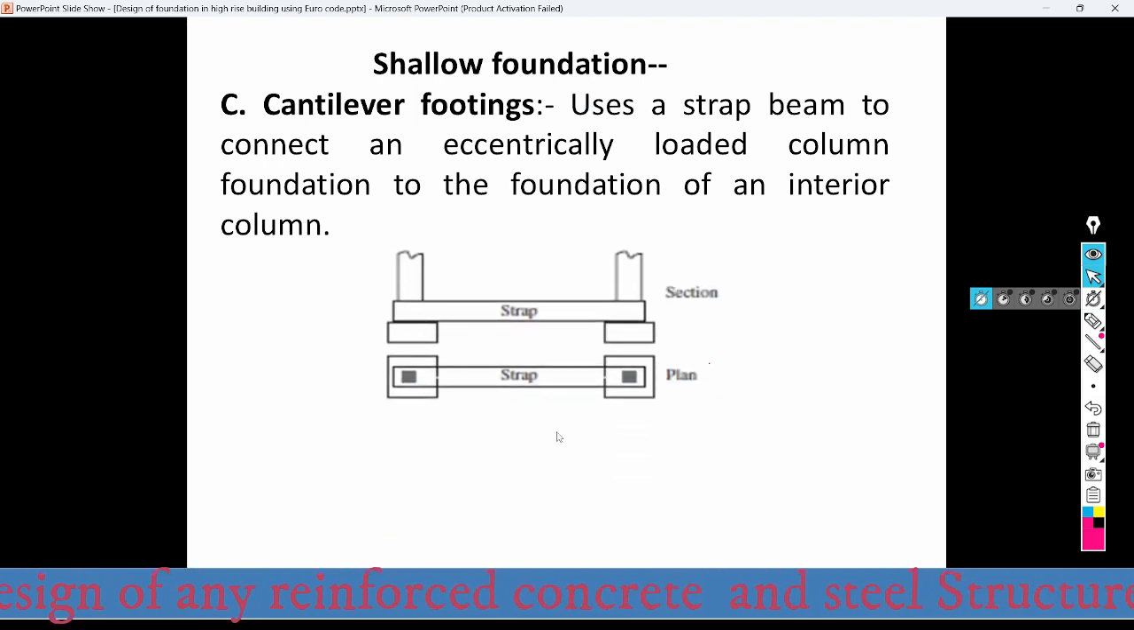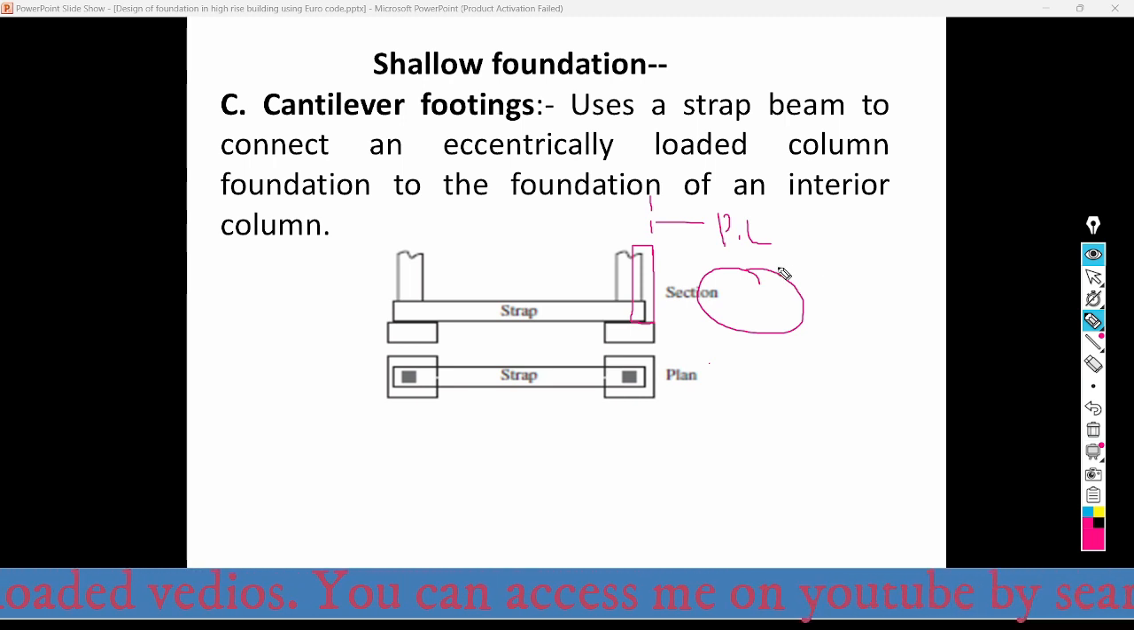Here, this is an example. Suppose this column is located here, at the edge of the property line. Suppose this is the property line of the building. It is impossible to extend the footing beyond the property line because beyond this boundary the land is owned by another person, and the property owned by the owner of the building starts from here up to some boundary here. So this is the maximum length or width of the building.